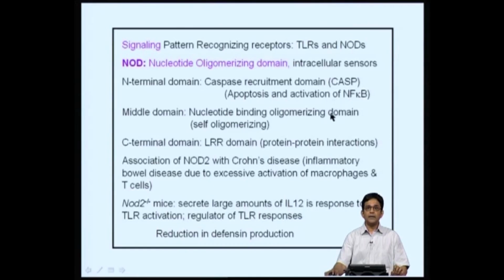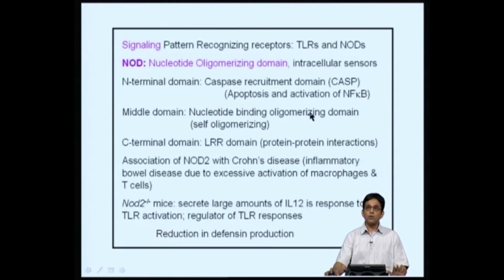The middle domain contains the nucleotide binding oligomerizing domain, and hence the name NOD, which is important in self oligomerization. The C-terminal domain contains the leucine rich repeat, which is important for protein-protein interactions. You will remember that TLRs contain an LRR domain, but it is present on the external surface, whereas in NODs it is present in the C-terminal end.